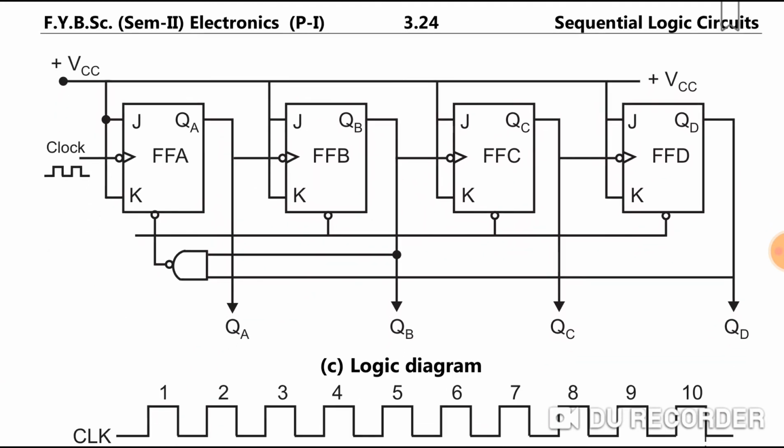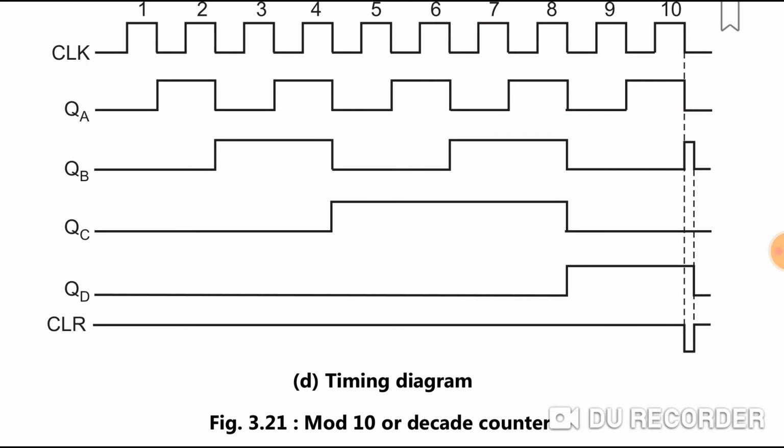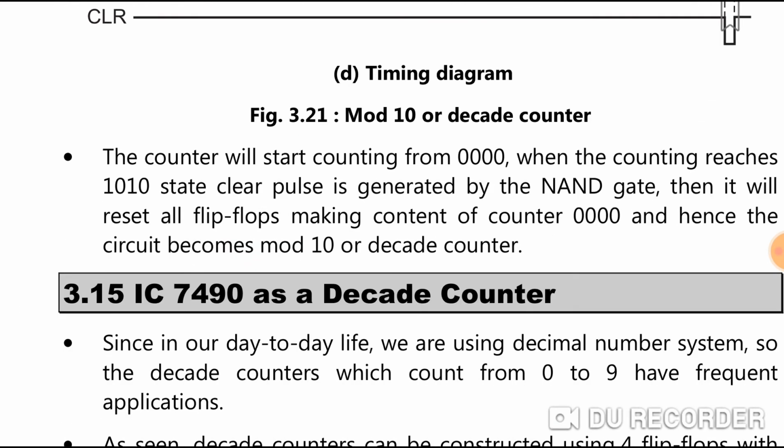So this is a logic diagram. Here J and K are connected to VCC, and QA is connected to the clock input of the second flip-flop. Now the clear inputs are all tied together and connected through a NAND gate with QA, QB, QC, QD. So these are the waveforms of the mod 10 counter. This is a decade counter.